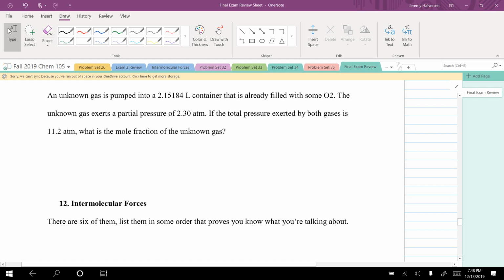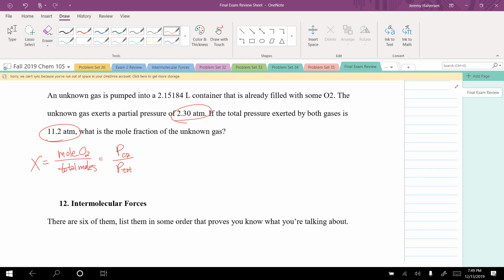All right. Last thing about gases. You've got an unknown gas pumped into a container. It's already got some O2. The unknown gas exerts that pressure. That's the total pressure. What's the mole fraction? Well, remember, mole fraction is going to be moles of O2 over total moles. And sometimes we use chi to describe it. But the mole fraction and the pressure fraction are exactly the same. So moles of O2 over total moles is going to equal pressure of O2 over total pressure. Does that make sense? If 20% of the moles in here are oxygen, 20% of the pressure in here is oxygen.